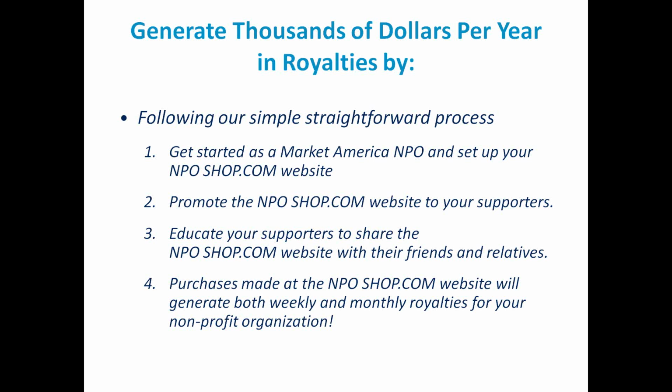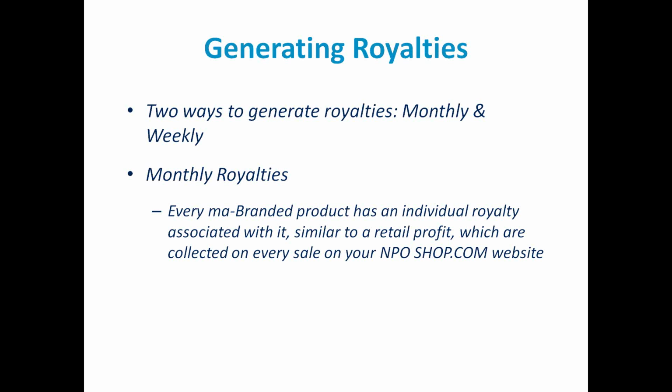Number one, get started as a Market America nonprofit organization and set up your shop.com/your nonprofit website. Two, promote the shop.com website to your supporters. Three, educate your supporters to share the shop.com website with their friends and their family members. And four, purchases made at the NPO shop.com website will generate both weekly and monthly royalties for your nonprofit organization. How do we generate these royalties?